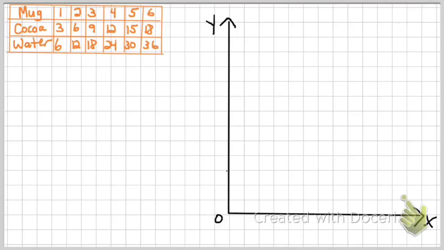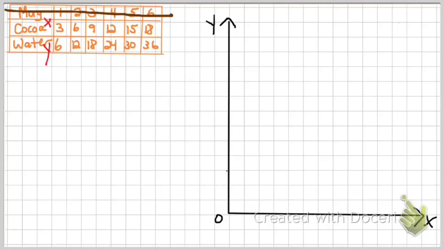Since my question asked me for 18 tablespoons of cocoa, how much water do I need? I will be graphing just the cocoa and the water. Therefore, I'll cross out the mug section. So cocoa is the first part that I'll be graphing, and the first thing I see on my table is always my x-axis. Water is the second part, and the second thing I see on my table is always my y-axis. So let's go ahead and set up our x-axis.